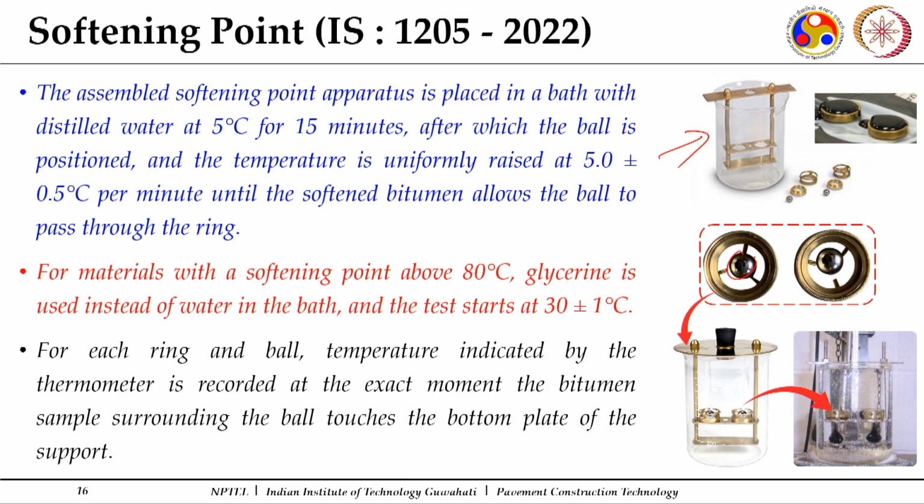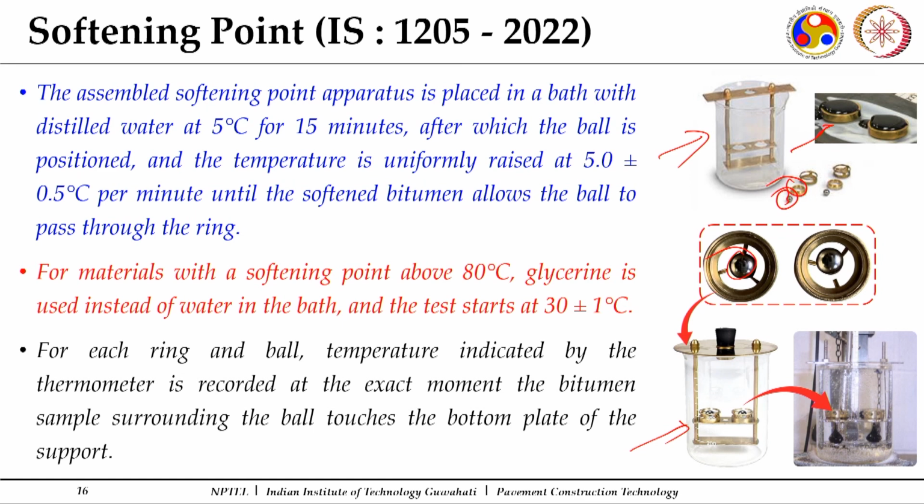So, these are the steel balls, these are the rings in which the binder sample is poured, and then it is placed in this outer ring, and thereafter you place these steel balls over it, and this is how the assembly is. It is kept in a water bath, and then you raise the temperature.